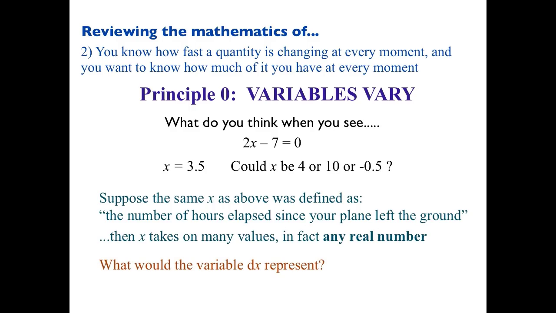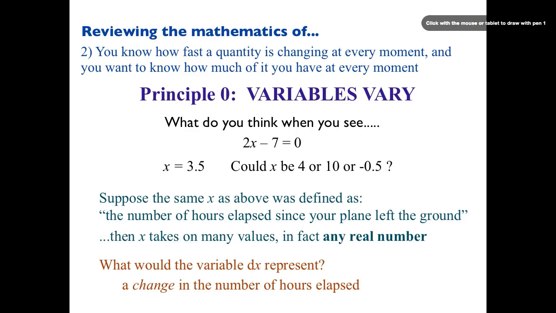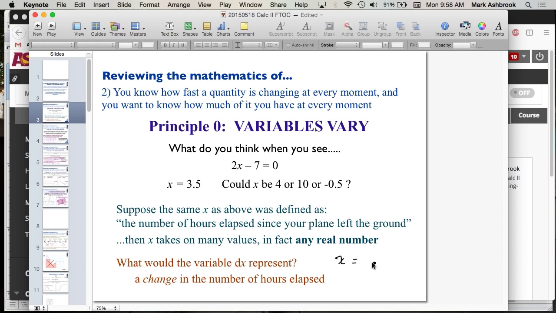That's how we want to think about variables. All right, so what about dx? dx is a symbol you saw in Calc 1. That's actually a variable too. What does dx represent? Okay, so it's some amount of change in the value of x. In this case, dx would be a change in the number of hours elapsed. All right, so what's the difference between x equals 3.5 and dx equals 3.5?